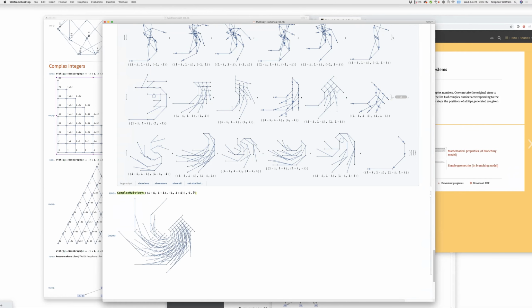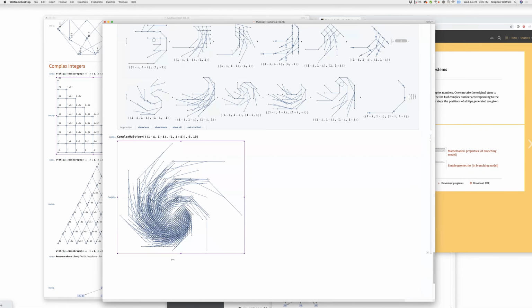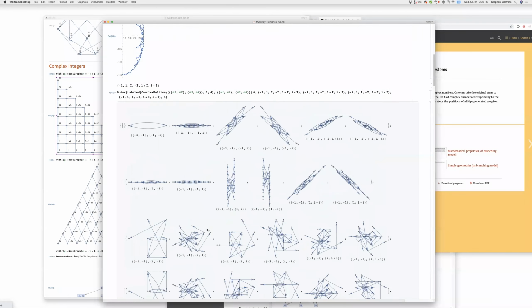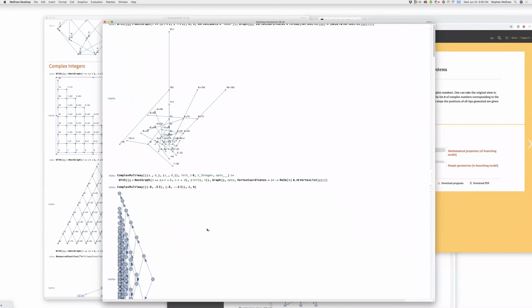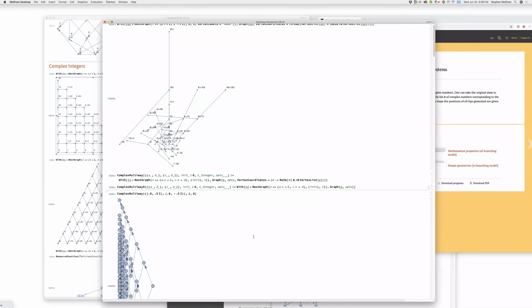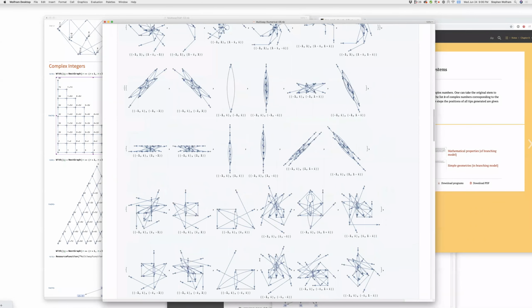Okay, so if we go, let's say, 10 steps. Okay, well, that's a lovely looking object. Let's say, instead of this complex multiway thing, let's have a version of that, let's just call it complex multiway 0 or something, which doesn't have the vertex coordinates piece. And let's see what happens if we do that.